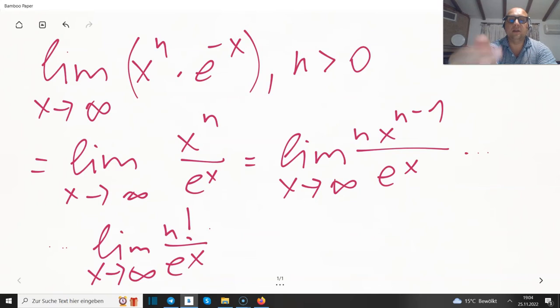And now it's clear. n is a constant value. Well, some positive values could be huge, like 1000 factorial. It's a huge number, for sure. But e to the power of x is boundless. So it doesn't matter how big n factorial is going to become, e to the power of x is going to be way bigger. So the outcome is 0.